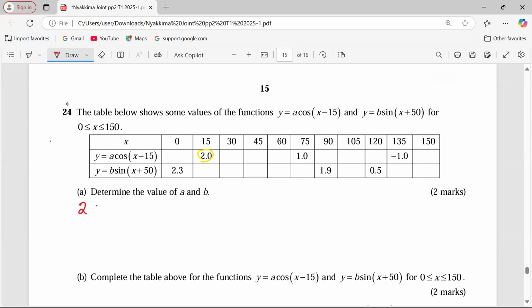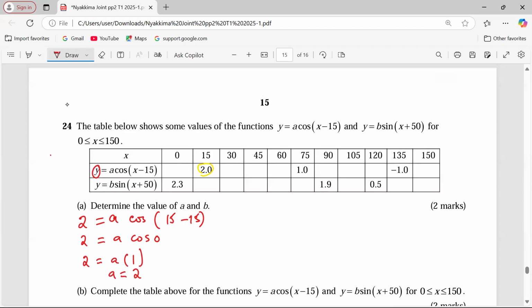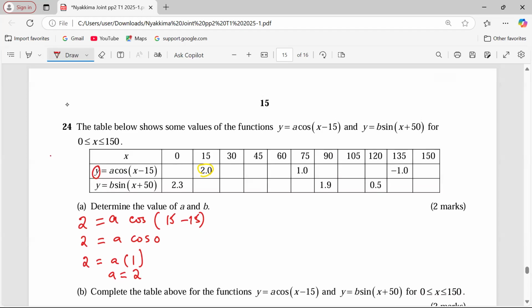2 is the value of y. So it's given by a, the cosine of x, which is 15, minus 15. So this is going to be 2 equals a cosine of 0. The value of cos 0 is 1. So 2 equals a multiplied by 1, which means the value of a is 2. So for a, we have gotten the value, it's 2.